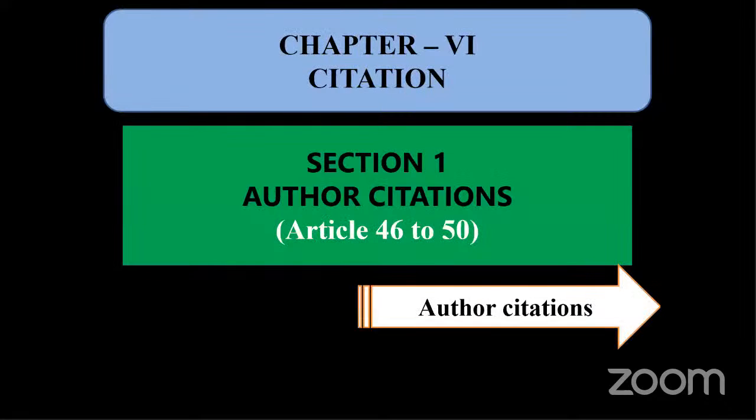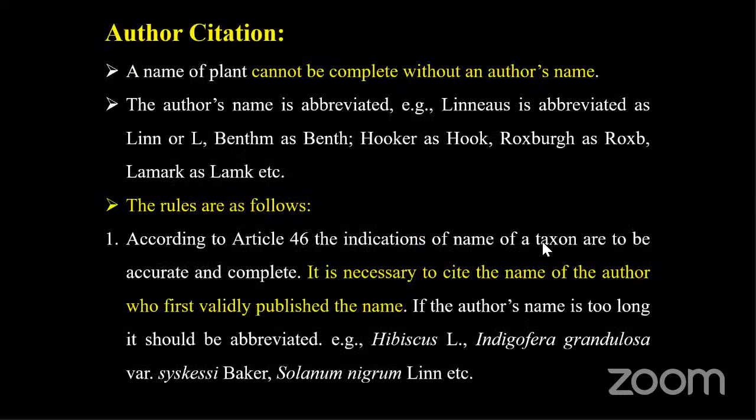Then the last article, which is author citation. This major rule, which is included in your syllabus, is the author citation, which is coded by article 46 to 50. So the name of a plant cannot be complete without an author's name. You might have visited botanical gardens and seen certain nameplates of plants. For example, Mangifera indica L. So this L stands for the name of an author. So the author's name is in abbreviated form.